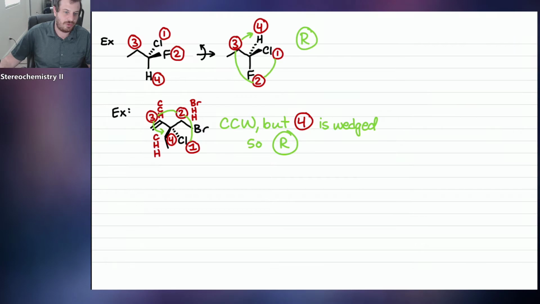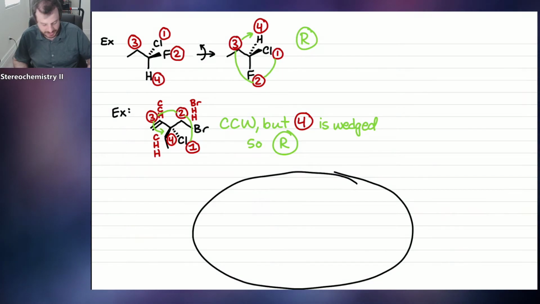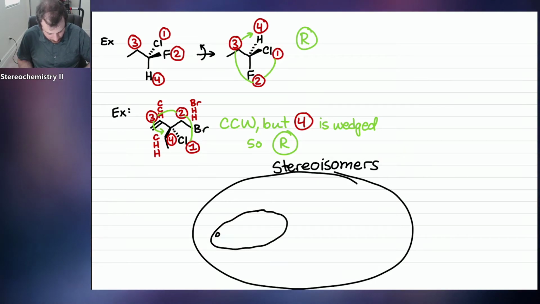All right, so now I want to talk about a different type of stereoisomer. And so I'm going to kind of draw a little picture here. So imagine this is the universe of stereoisomers. It turns out that enantiomers are only a small subset of that. Remember that enantiomers are mirror image, non-superimposable mirror images. But you could have a chiral molecule that is not a mirror image.